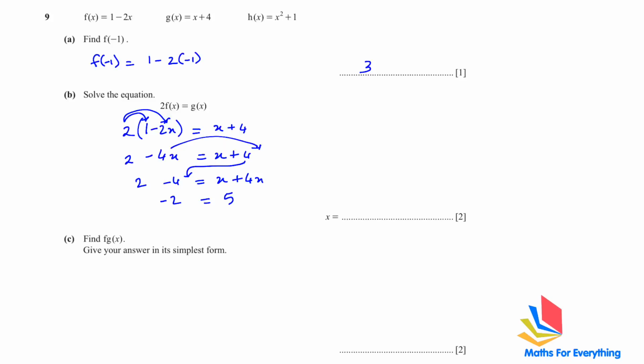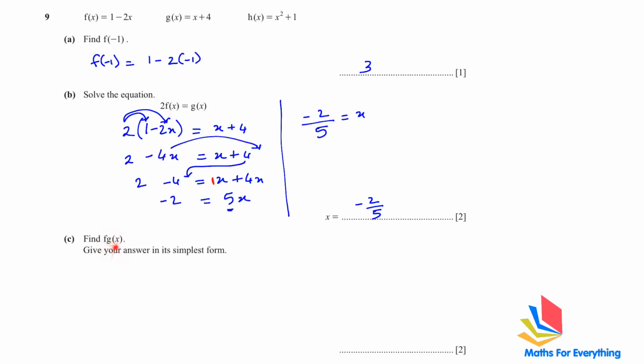If there is no number, it means there's a 1. So 1 plus 4 will give us 5x. And this is a multiply. When I move it to the other side, it will be a divide. So my x is equal to negative 2 over 5.